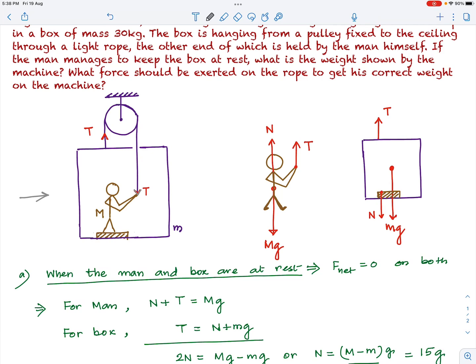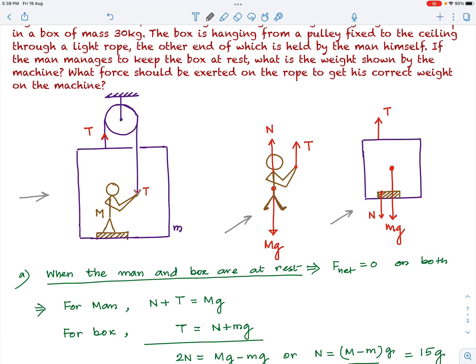So it's a simple question in the sense that you just have to get the free body diagrams of the two bodies here correctly. Once you get that, all you need to do is balance the forces and get your answers. So here on the right side, I have drawn the two FBDs, the free body diagrams, for the man here and for the box here, where you have to be a little careful while taking the directions and the values.